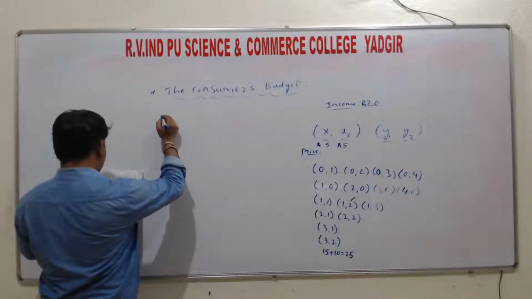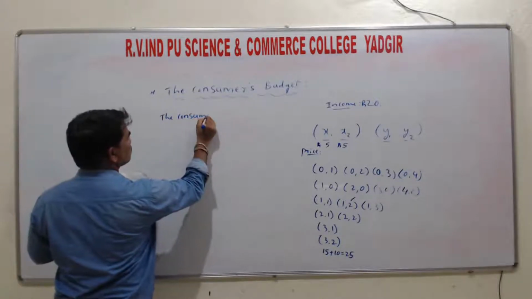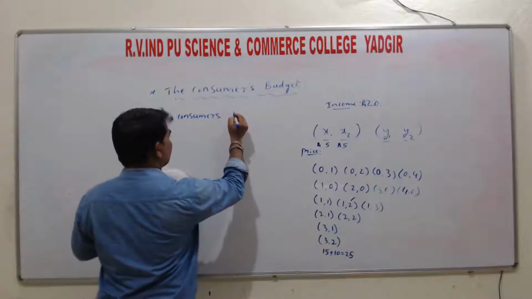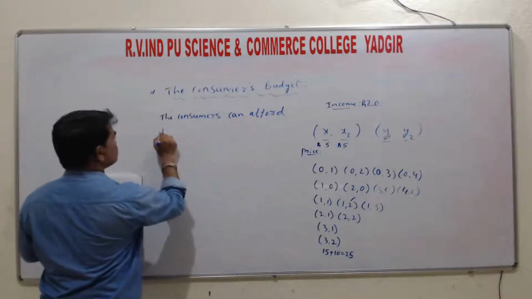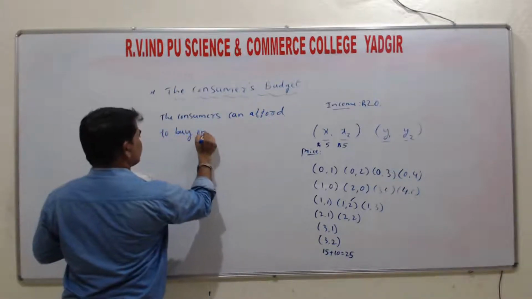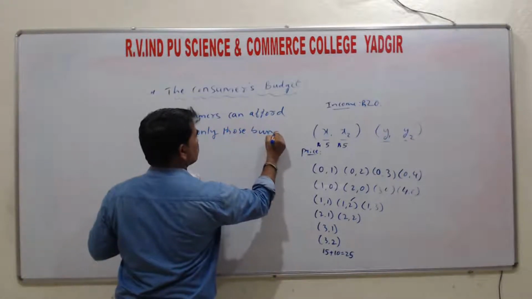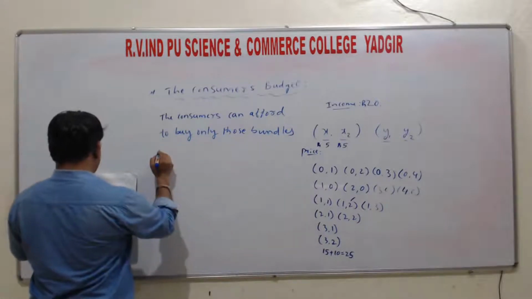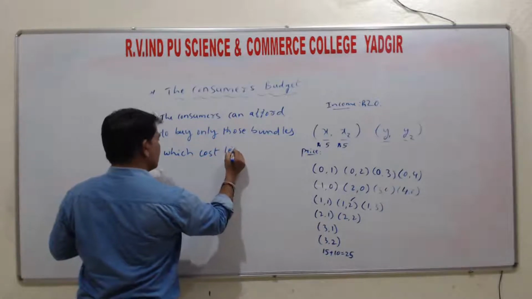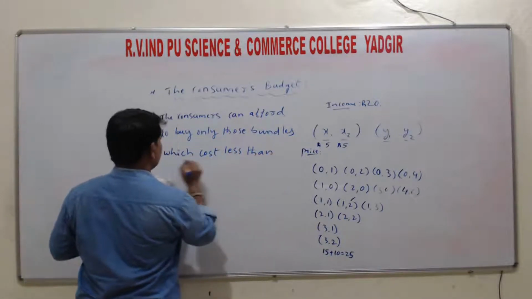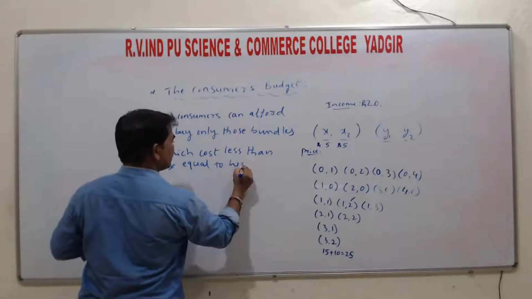The consumer can afford to buy only those bundles which cost less than or equal to his income.